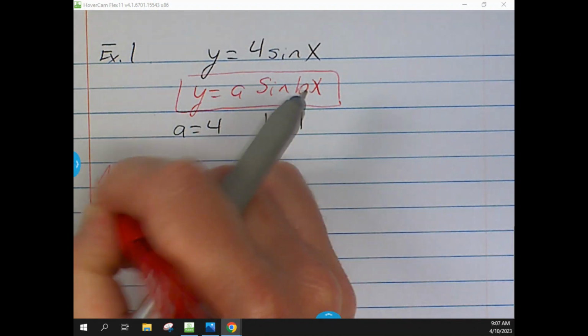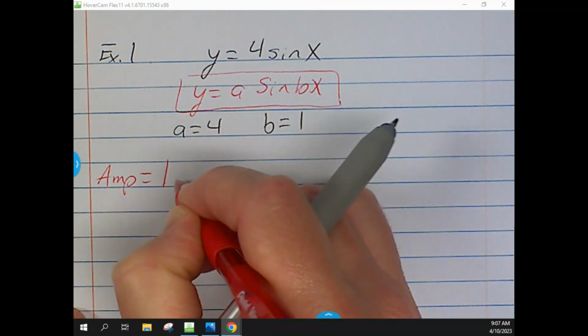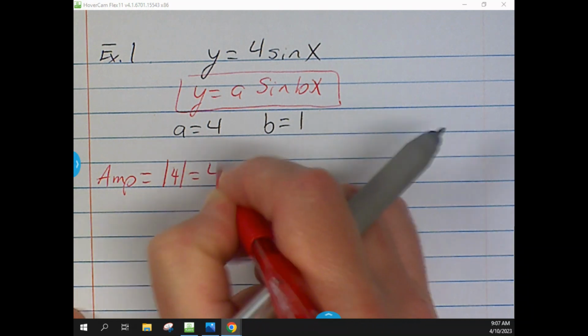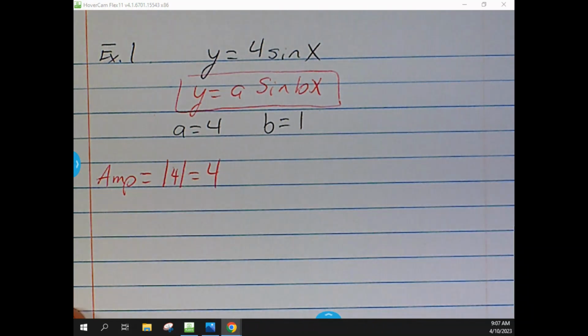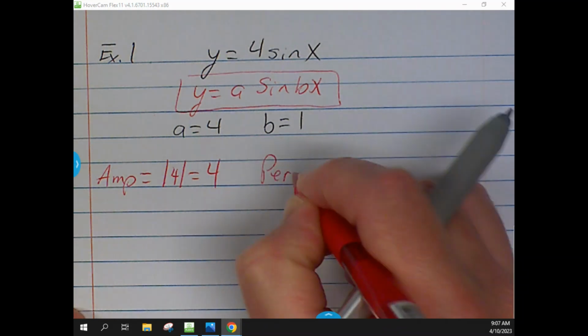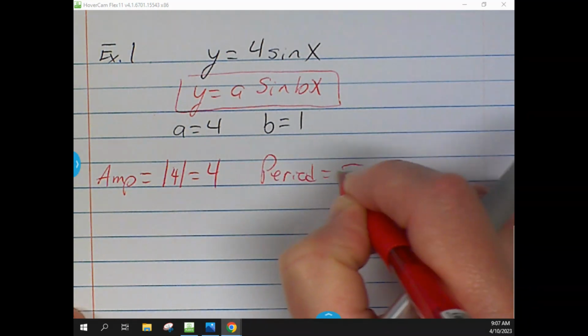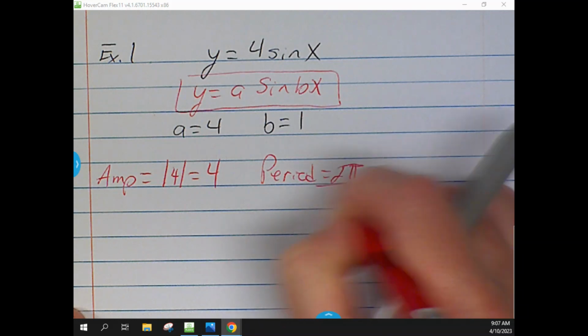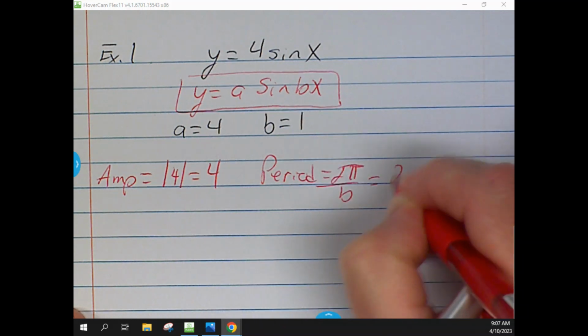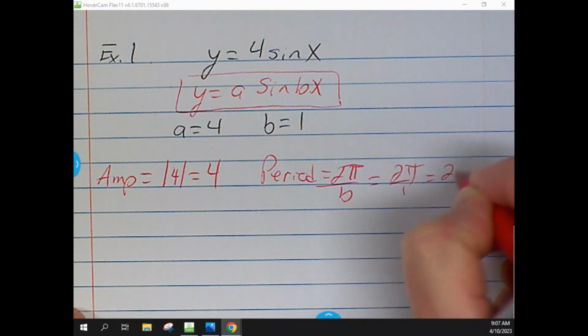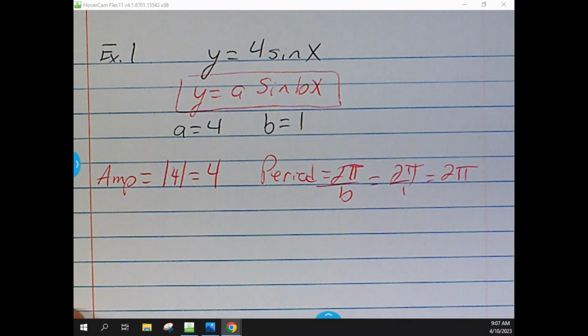Again, for the amplitude, that's the absolute value of 4, which is just 4. And the b value is 1, and to get the period, that's 2 pi over b, which is 2 pi over 1, which is nicely enough just 2 pi. For a lot of these, they're going to ask you, what's the amplitude, what's the period? That's going to be like an A, B question.